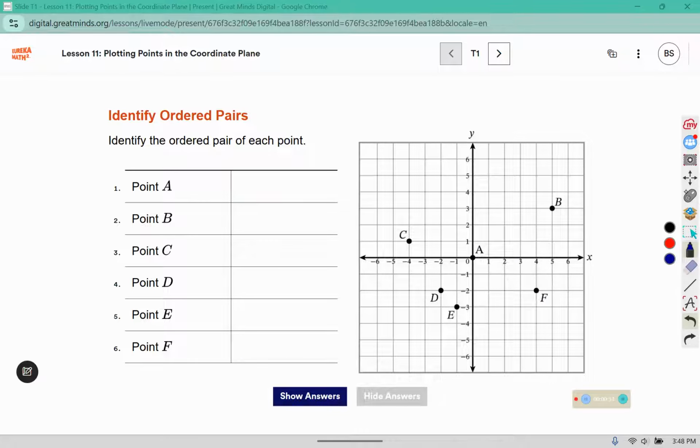You're always going to go in the x direction first, so left and right first, then in the y direction, up and down.